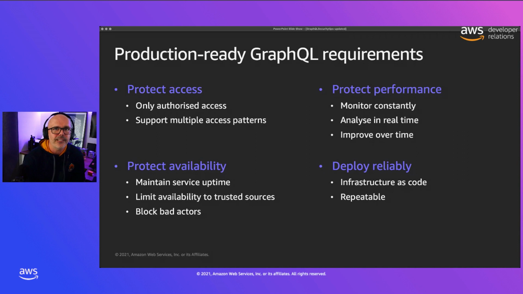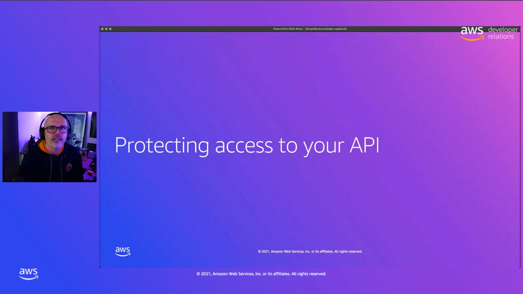And finally, once you've got these best practices and implementation details set up, you want to be able to redeploy these over and over again with confidence and make sure that every time that you deploy an API, you're deploying the best practices into production. So let's start by talking about how to protect access to your API.